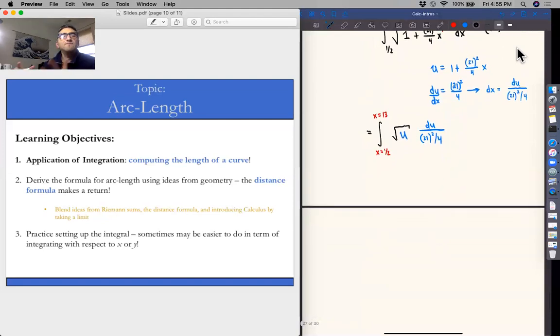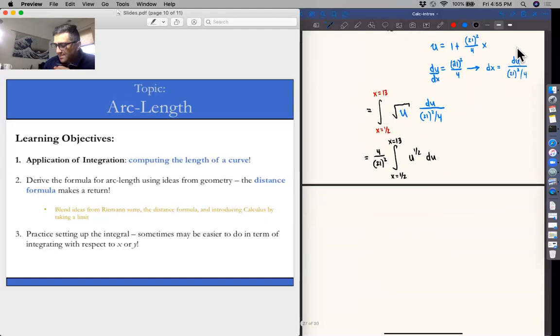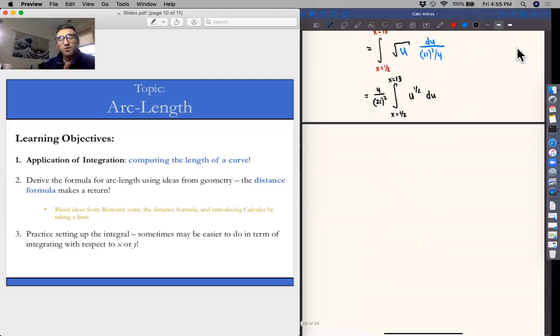So remember, whenever I have square roots, I like rewriting them in integrals when possible, when it's just a variable square root like this, as the variable to some power, in this case, the 1/2. So I'm going to bring that 4 over 21 squared out in front. Remember, when we divide by a fraction, we reciprocate and multiply. And then we have our bounds still, x is equal to 1/2, x is equal to 13 of u to the 1/2 du. And now we're at the stage where we can use the antiderivative power rule to help us compute that antiderivative.